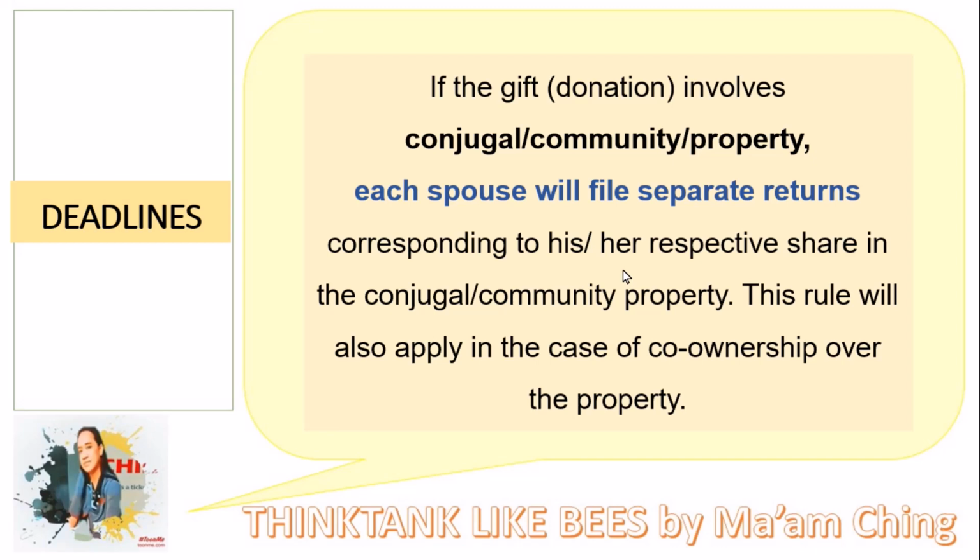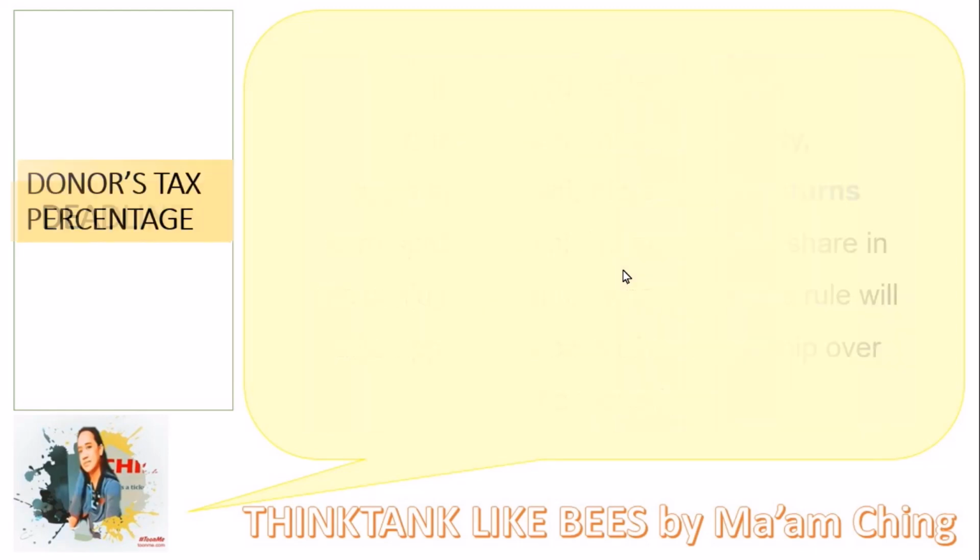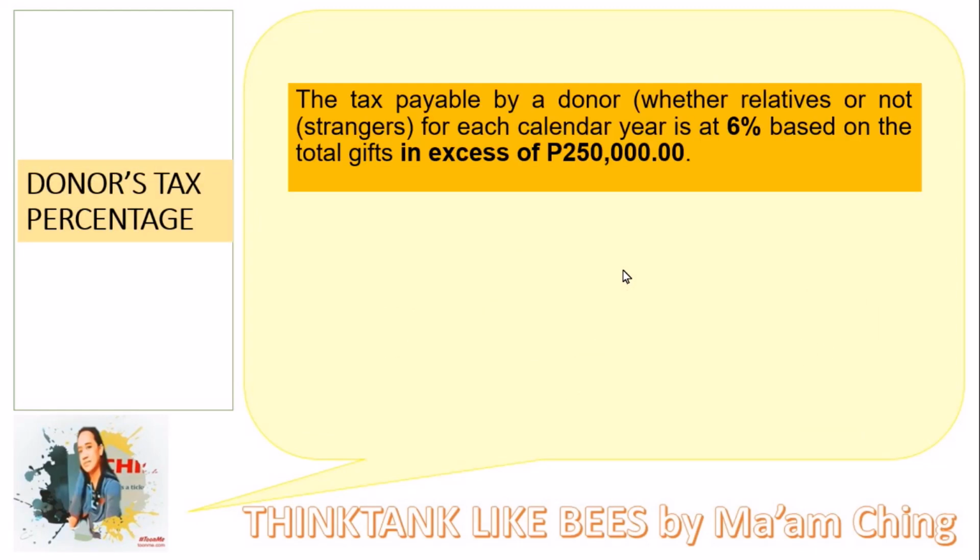If the gift or donation involves conjugal or community property, each spouse will file a separate return corresponding to his or her respective share in the conjugal or community property. This rule will also apply in the case of co-ownership over the property. Donor's tax percentage: the tax payable by a donor, whether a relative or a stranger, for each calendar year is 6%, the same as the estate tax percentage, based on the total gifts in excess of 250,000.